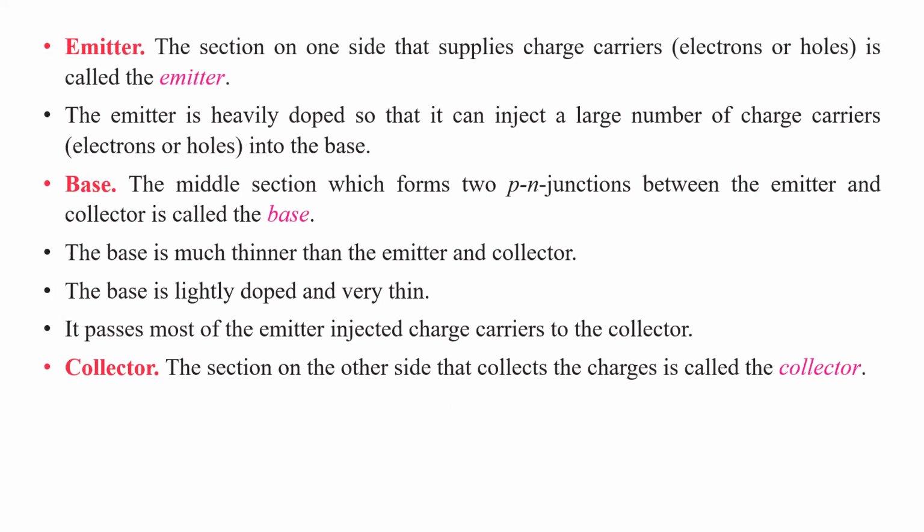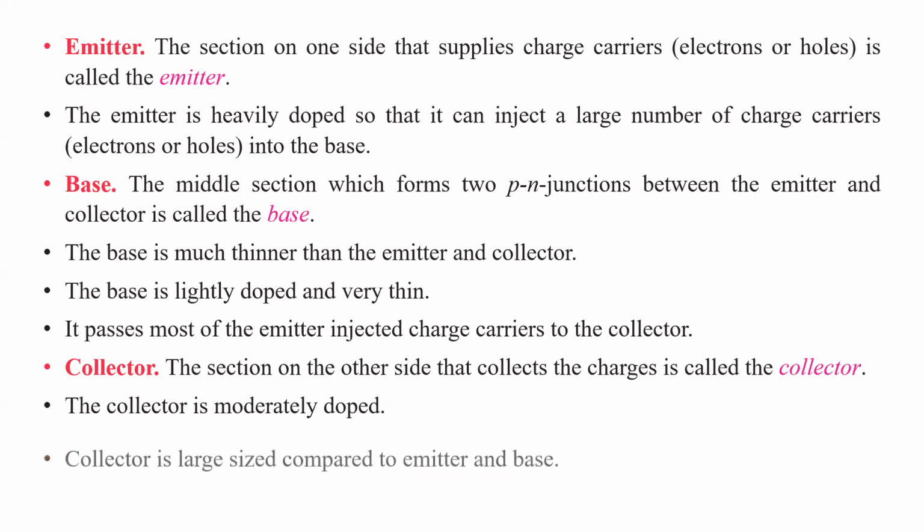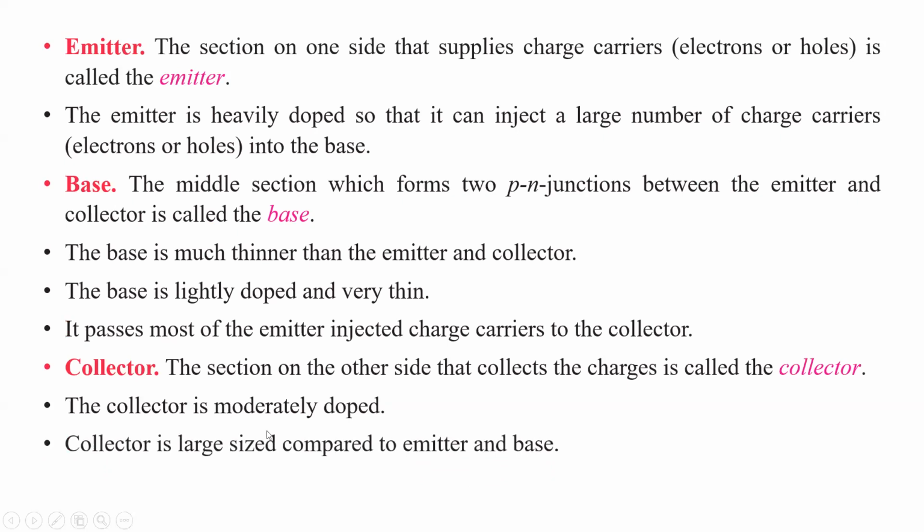That is the reason why it is called the collector. Collect means to collect the charge carriers. So this collector is moderately doped. It is not too heavy, not too light, because it has to collect as many charges as possible, and it will conduct the electricity because of that. Compared to the emitter and base, the size of the collector is large because it has to provide a large area to collect the charge carriers.